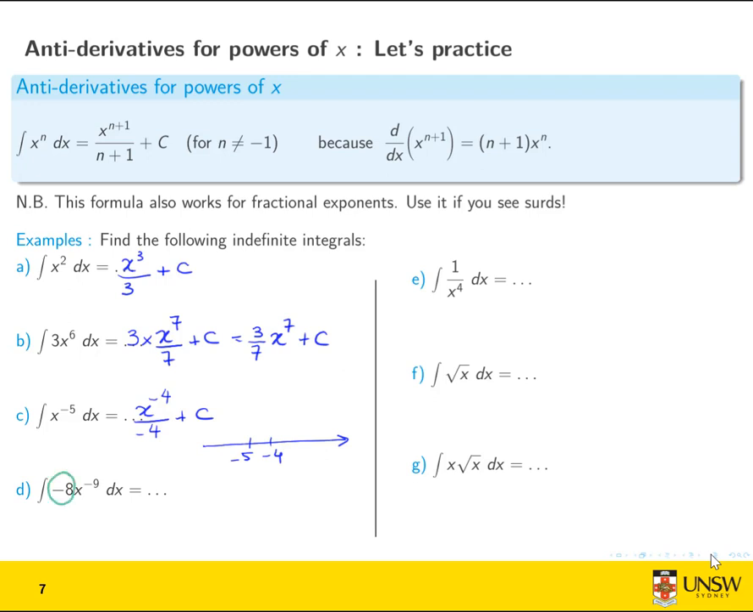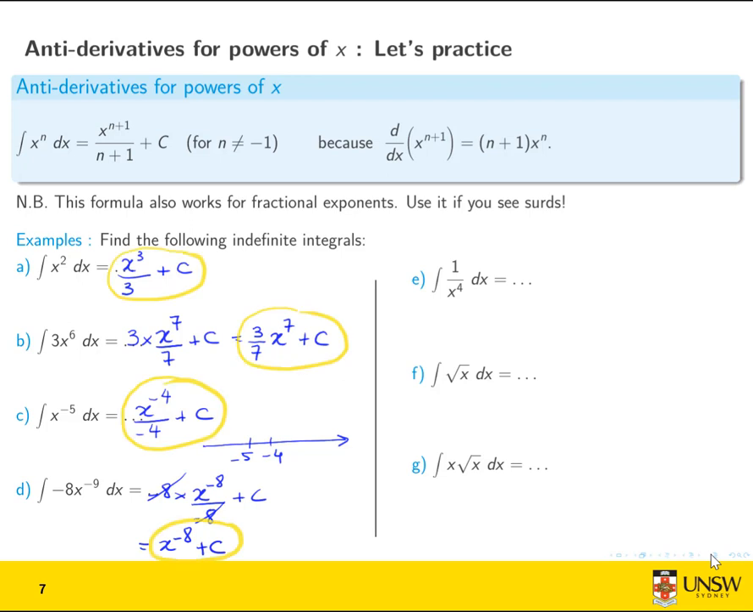This one, constant times function. Keep the constant, find an antiderivative for the function, and the formula says that for your n, increase the exponent by 1 and divide by this same exponent, and then add c. Okay, so in that case, it's directly the formula. We get x to the negative 8 plus c.